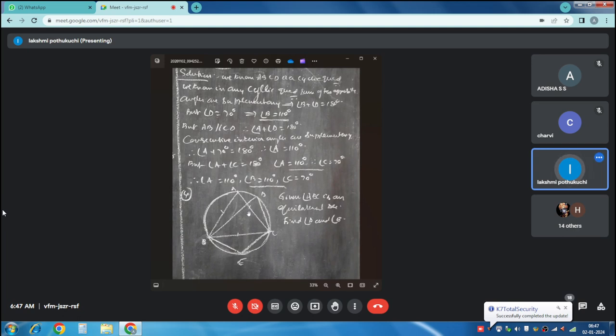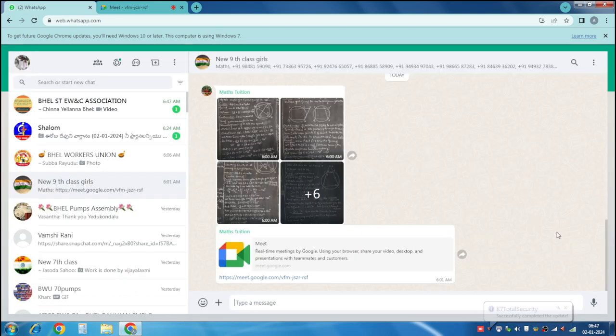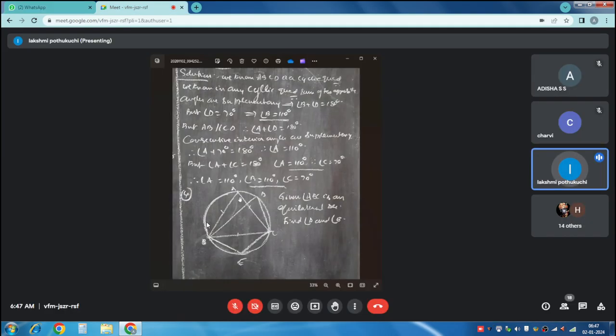Over, children. Since three properties are there in this problem, first one: since triangle ABC is an equilateral triangle, each angle is 60 degrees, therefore angle BAC is equal to 60 degrees. One mark over. Now second mark. We know angles in the same segment of a circle are equal. Therefore, angle A is equal to angle D. Since angle A is equal to 60, angle D is equal to 60. Second mark.